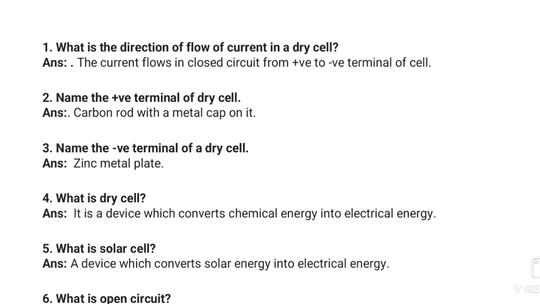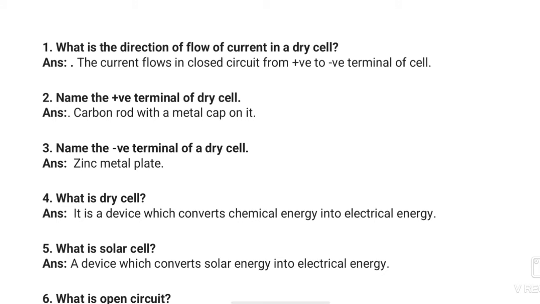Student, we know that current always flows in a closed circuit from the positive terminal to the negative terminal. Name the positive terminal of a dry cell. The answer is the carbon rod with a metal cap on it. We see some power, some battery, student. The upper part of the battery has the carbon rod inside with a metal cap on it. The lead of the metal cap is connected to the carbon rod.